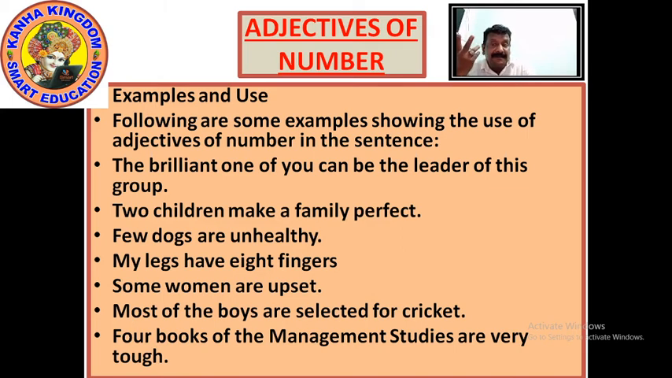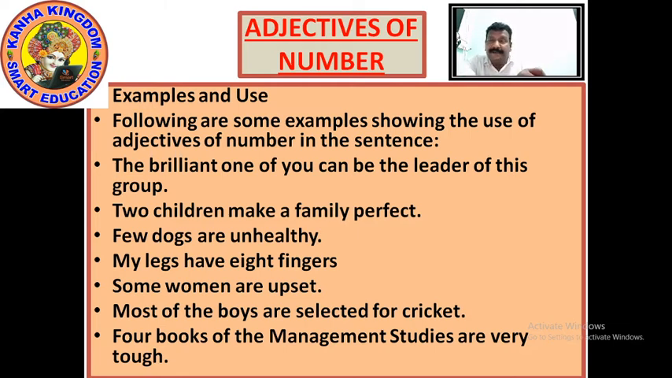What is it describing? Adjective of number is describing the noun. Two children make a family perfect. Few dogs are unhealthy. When we talk about few, it's not all. We are not talking about all. It's some countable numbers, lesser numbers. Few dogs are unhealthy. Few, not all, means a small number.